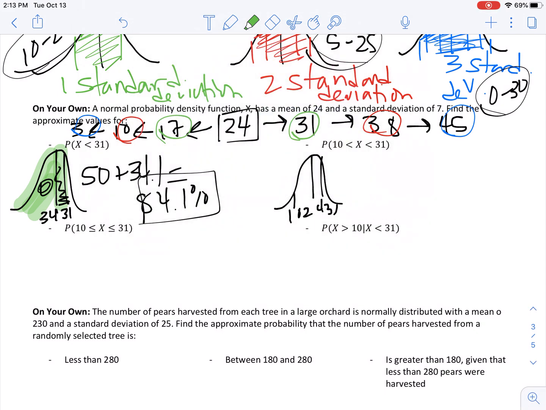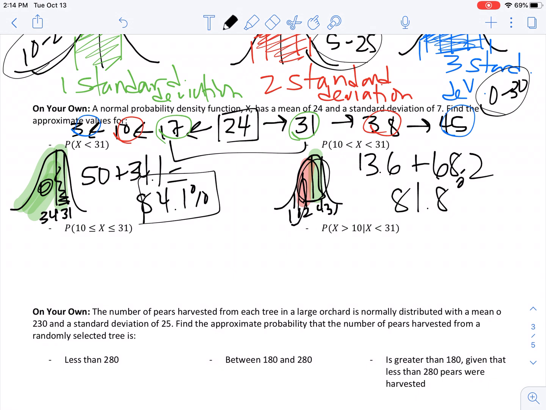On this side, the 31 is like that 1 standard deviation, right? And then on the other one, we went out to 3, so it's that section as well. So you have to figure out what you're going to add onto it. I am going to take this one little piece. That piece is 13.6. And this whole middle section, which is the 1 standard deviation, we remember that is 68.2. So when I add these two together, I'm going to get 81.8%.